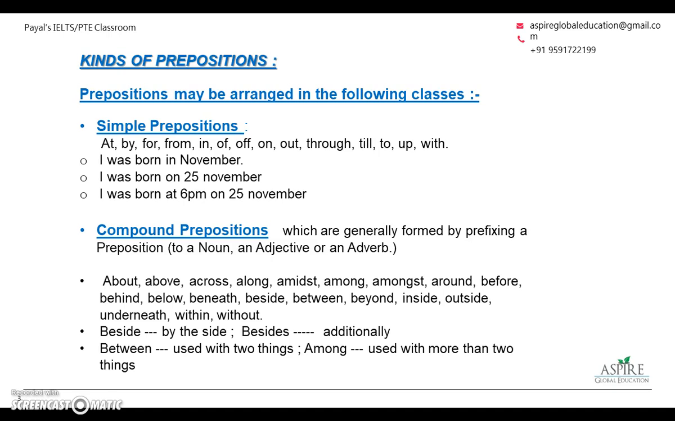Between is used when we are talking of two things, and among is used when we are talking of more than two things. There is no compassion between the two students. Or I will say, please distribute the sweets among the children. So here the children are more than two. So that's why we use among.